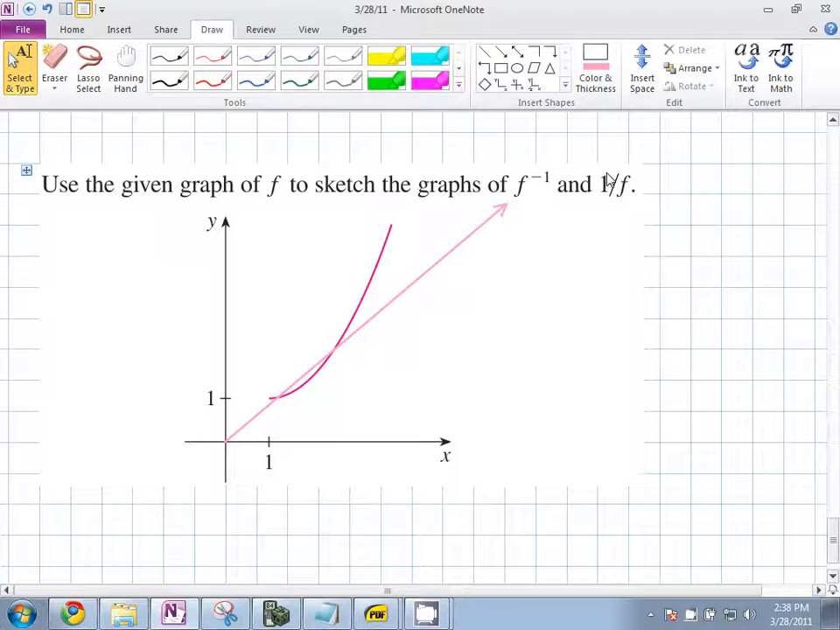So if that y equals x right here, you graph the reflection. So it looks roughly like that. So if this is f, this is f inverse. Great. So now they want you to graph 1 over f. So to graph 1 over f, what are you going to have to do?